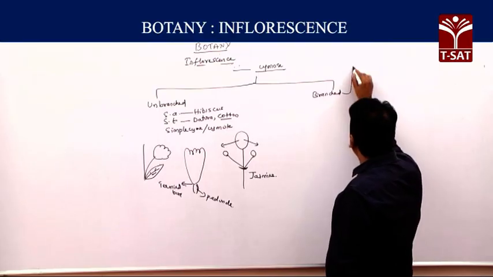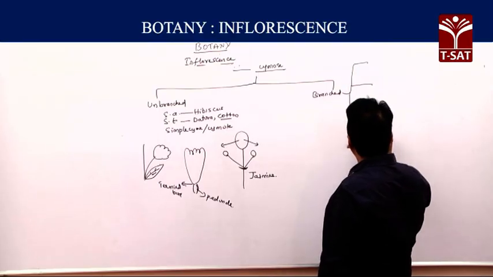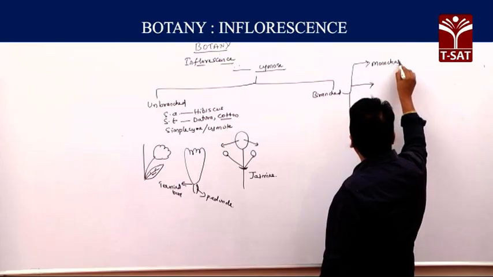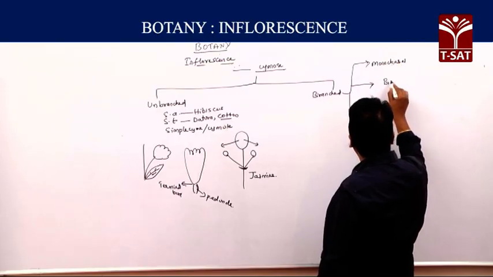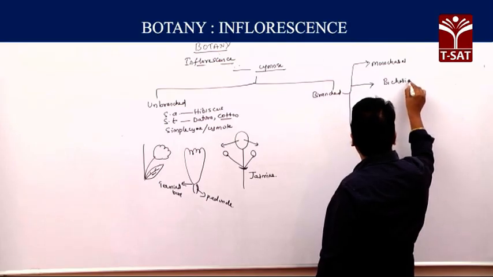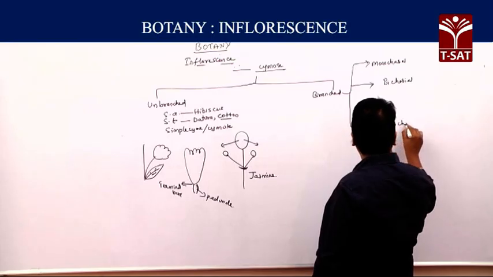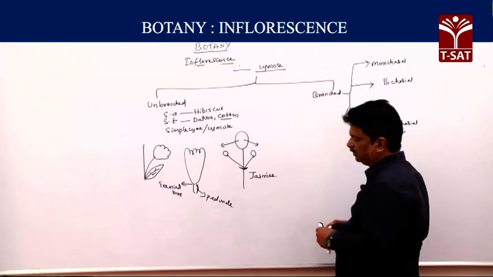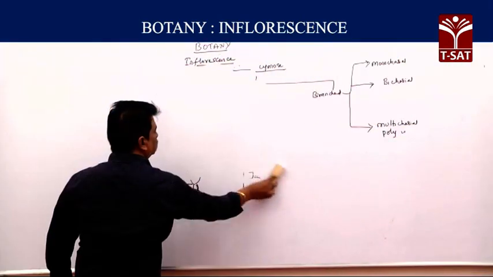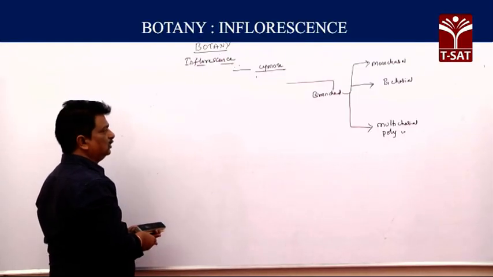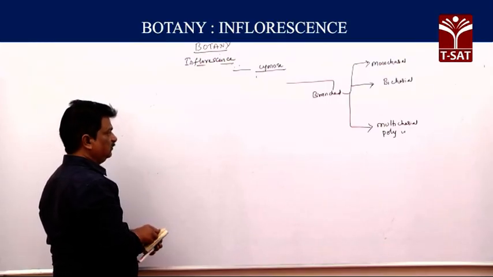Next one, branched cymes, based on the number of branches. Branched cymes are divided into three types. One is monochasial, the second one dichasial, and the third one multichasial, also called polychasial. In monochasial, every time one branch is formed, that branch is terminated with a flower.